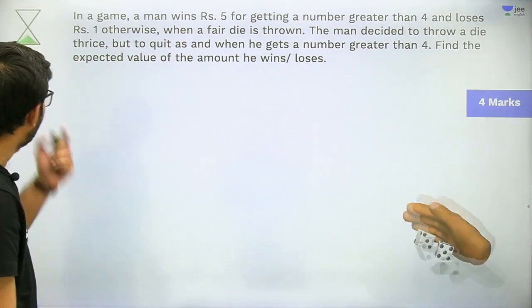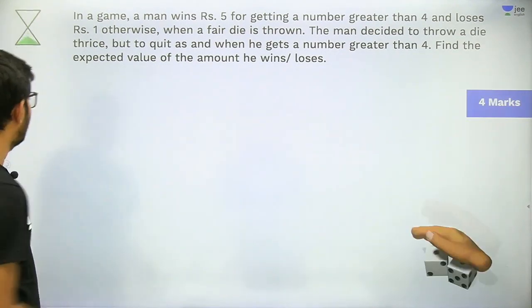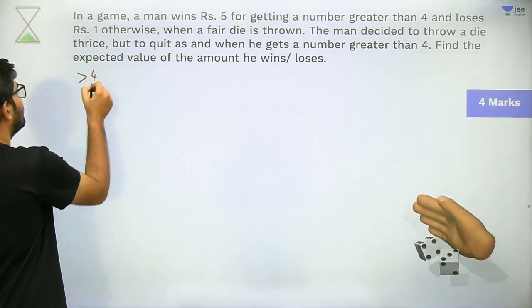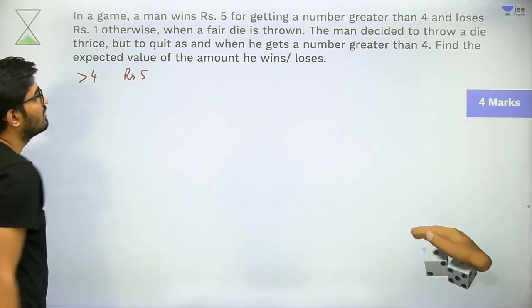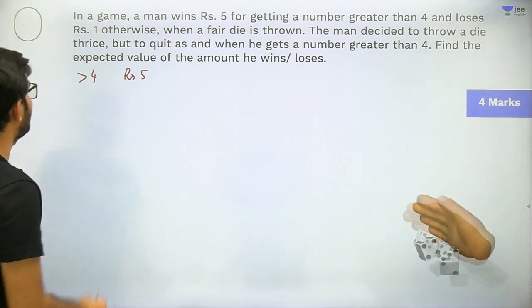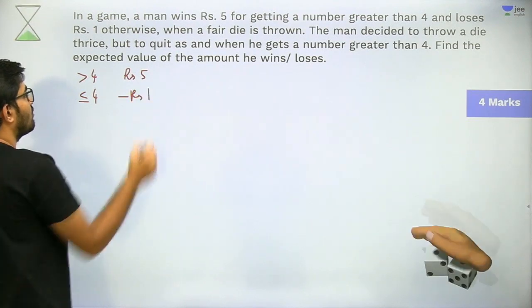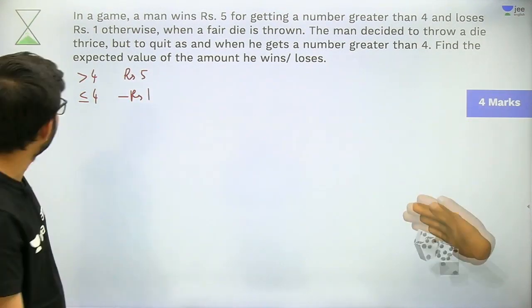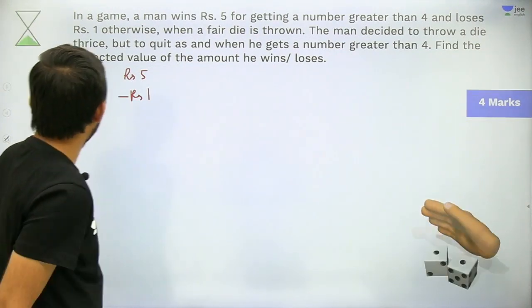In a game, a man wins ₹5 for getting a number greater than 4. So if he gets a number greater than 4, then he will win ₹5. And otherwise he loses ₹1. So if it is less than or equal to 4, then he will lose ₹1, so minus 1.